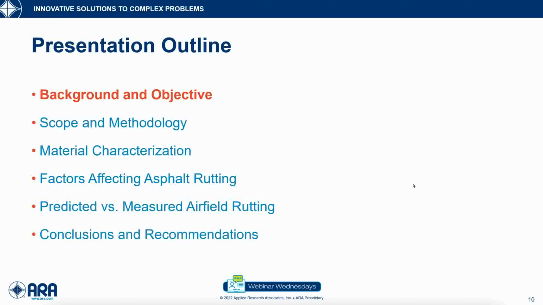We need to characterize how the asphalt mixtures behave and perform under various climatic conditions versus various loading conditions and so forth. And then once we develop these models and incorporate them into software packages that predict the performance of a pavement, we want to focus on what are the factors that affect asphalt rutting.